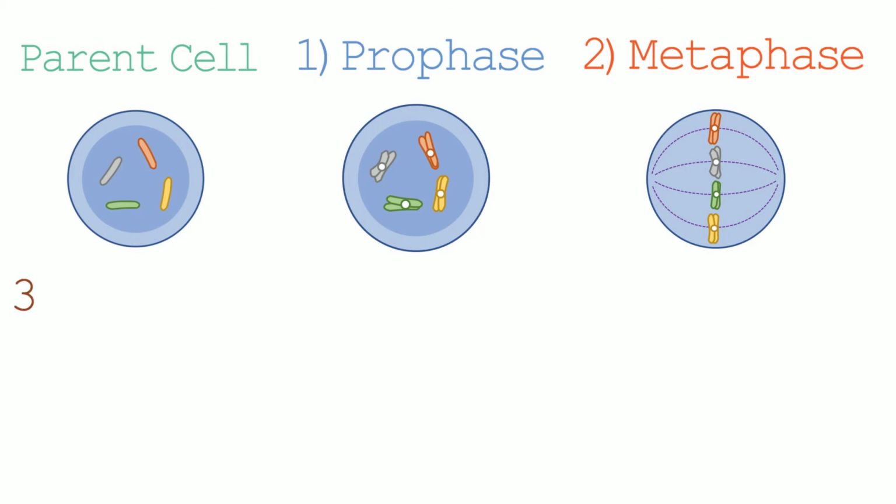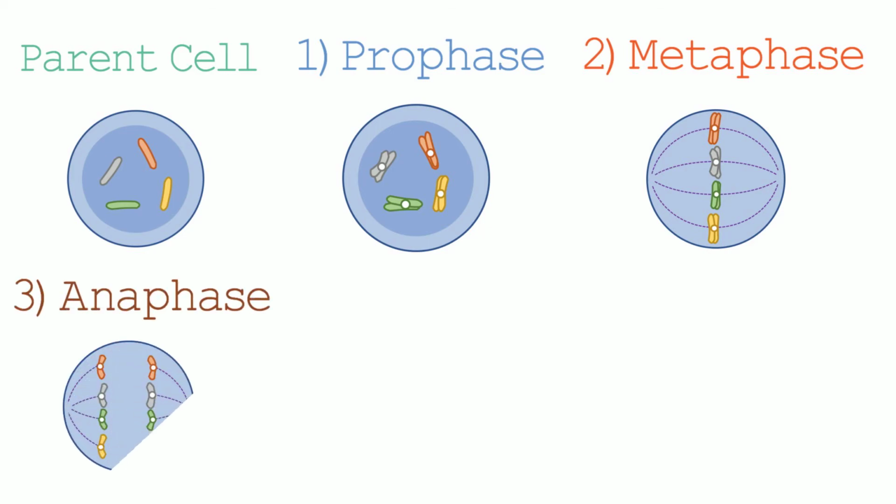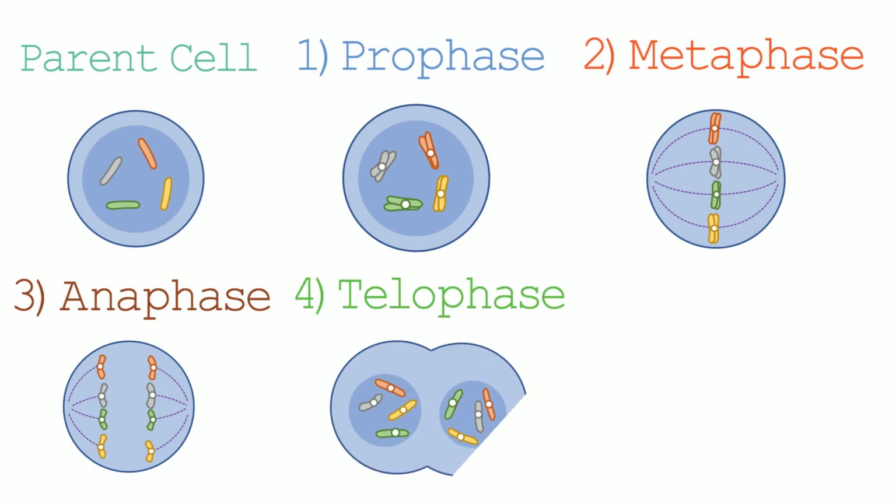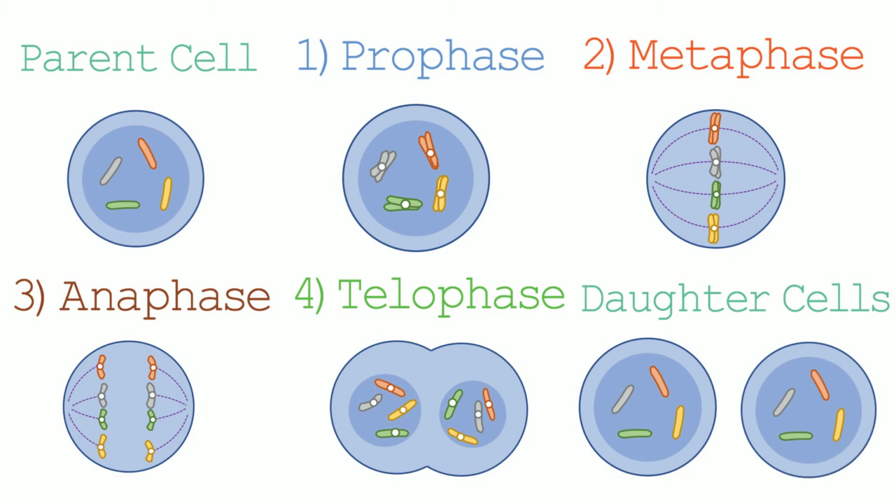cell. The next stage is the anaphase, and this is where the spindle fibers shorten, which pull the chromatids of each chromosome to opposite poles of the cell. The final phase is the telophase, and this is where the cell membrane and cytoplasm divide to form 2 identical cells, and these cells are known as daughter cells. One way to remember the phases in order is to use a PMAT. P for prophase, M for metaphase, A for anaphase, and finally T for telophase.